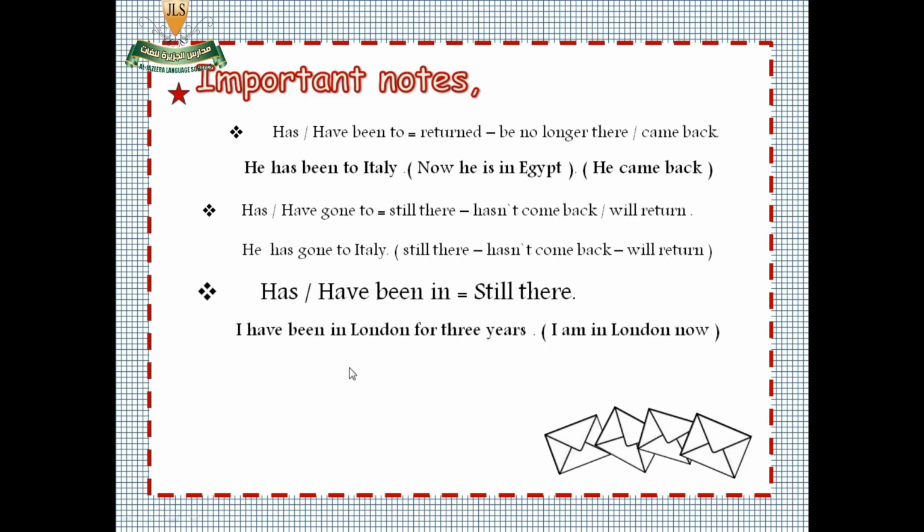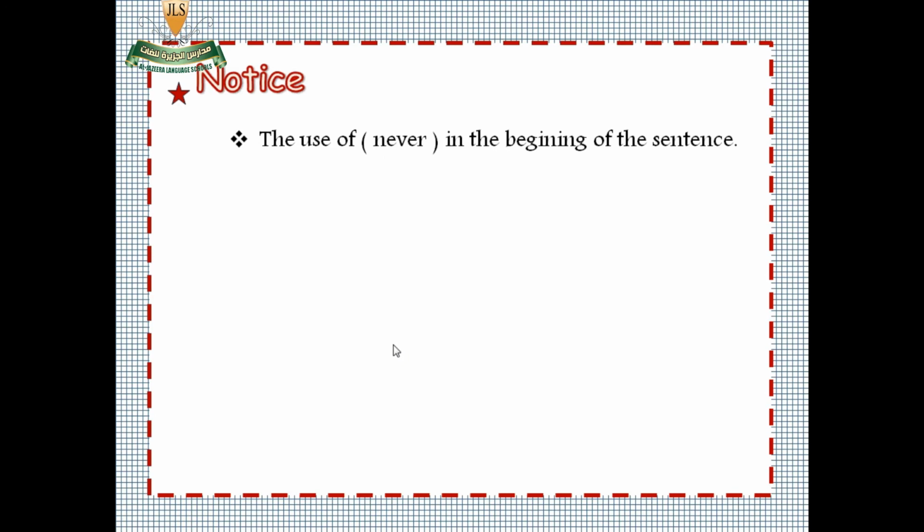Okay, I have been in London for 3 years. I am in London now. There is another, notice this sentence is also never.